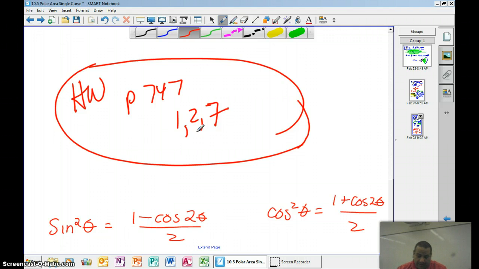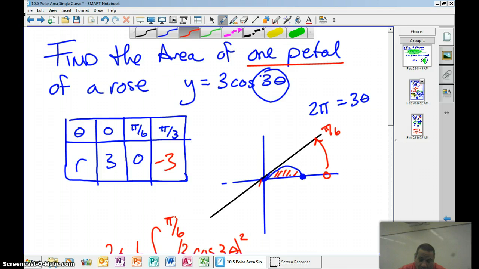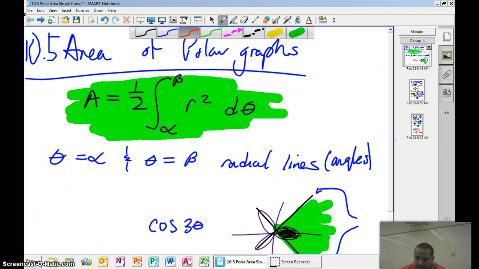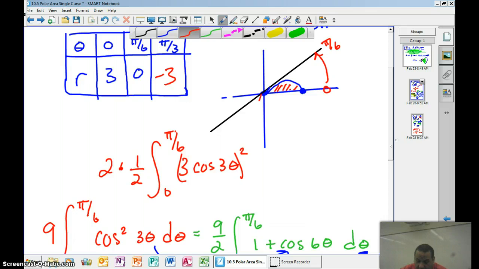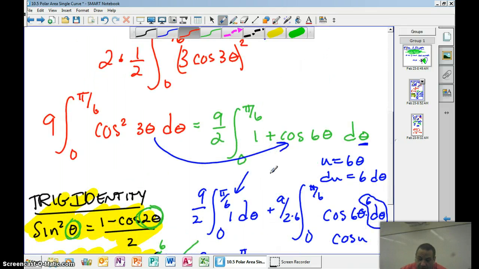One quick recap: graph it. We need to know where the radial lines are. I like to get half the petal, so when I double it, it gets rid of that 1/2, because in our formula, it's 1/2. And then, once we have that, we square it and work it out. I always separate this. I don't really know why, but I always separate it.